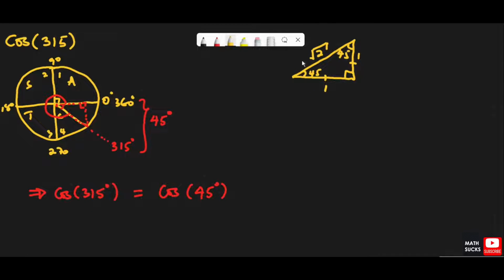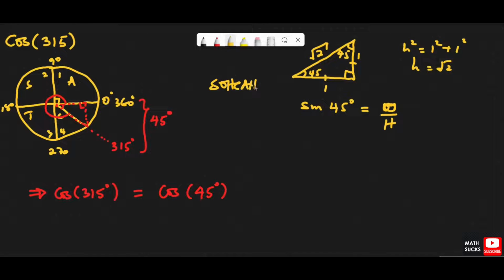For the angle 45, we assume that this side is equal to 1 and this side is equal to 1, and the hypotenuse squared is equal to 1 squared plus 1 squared, so the hypotenuse is root 2. Now from here we can generate our ratios, like sine of 45 being equal to opposite over hypotenuse, following the famous shortcut, SOHCAHTOA.